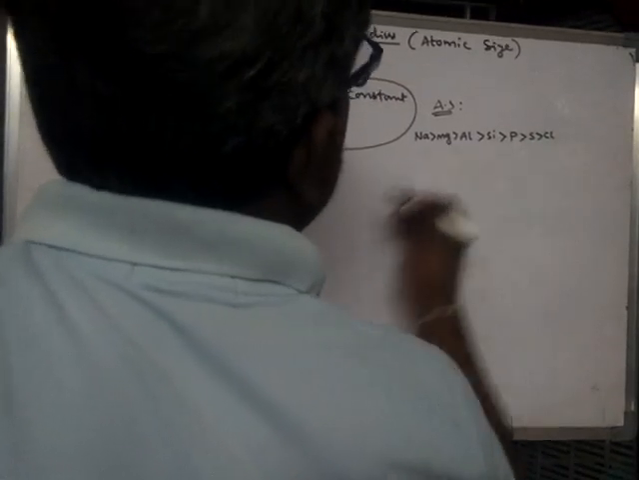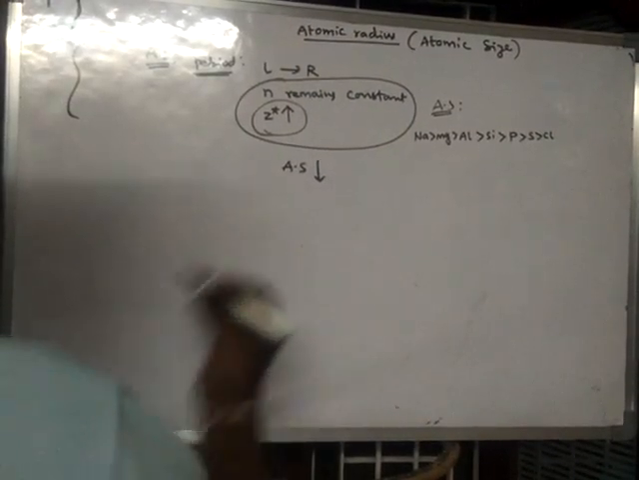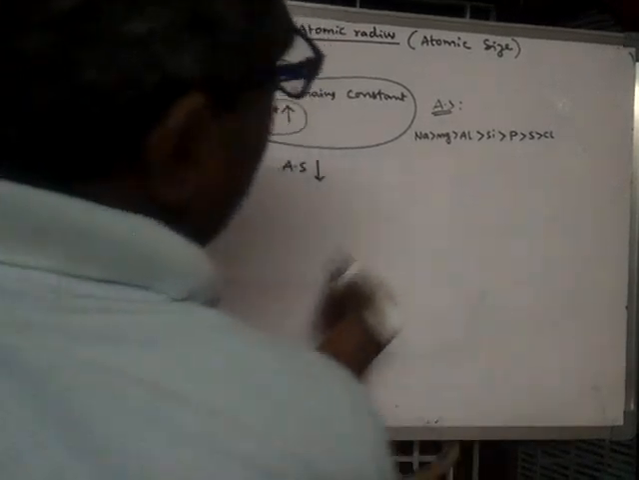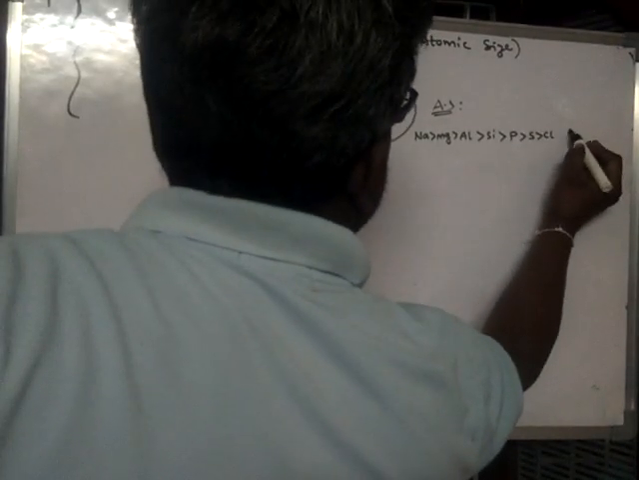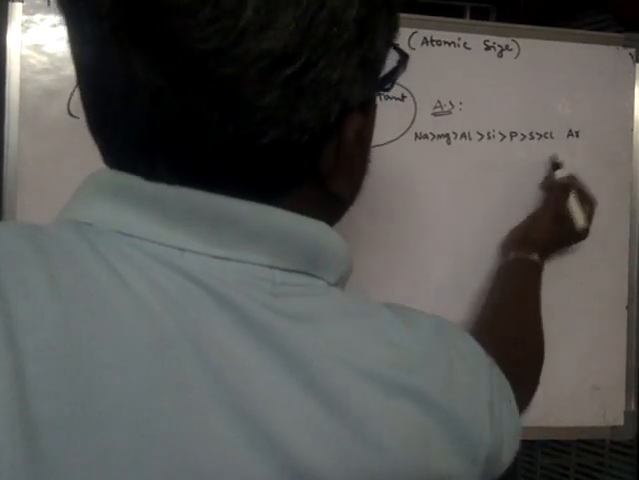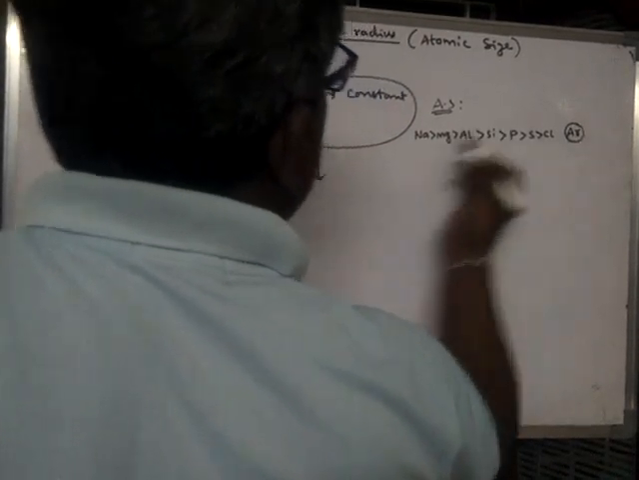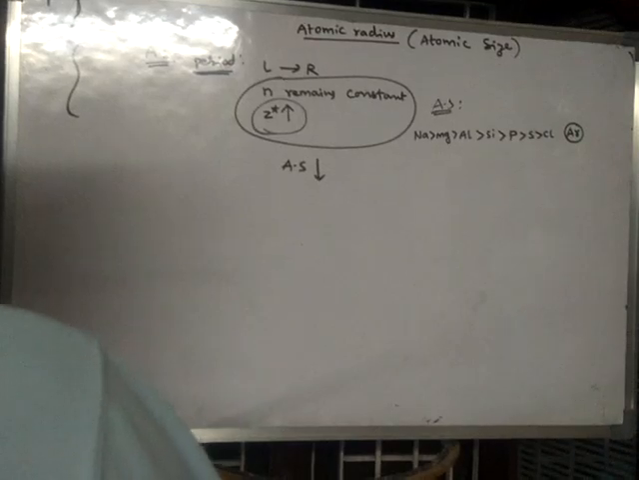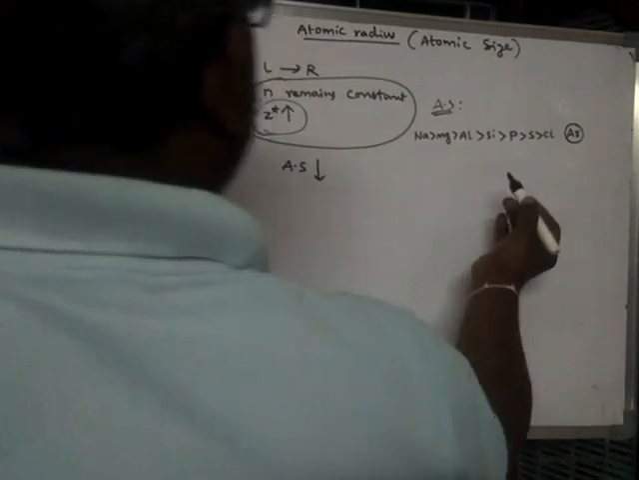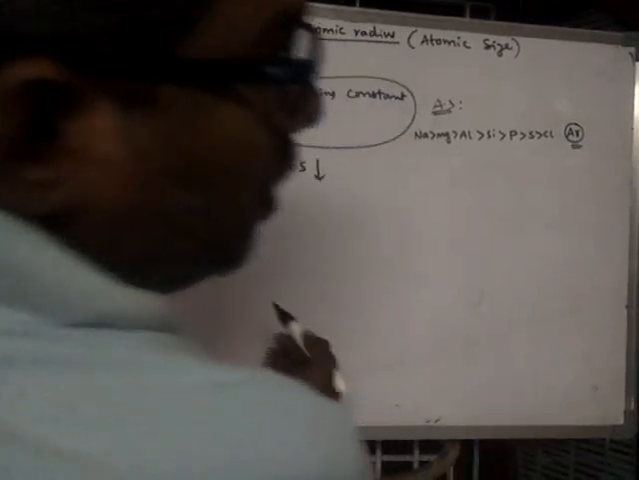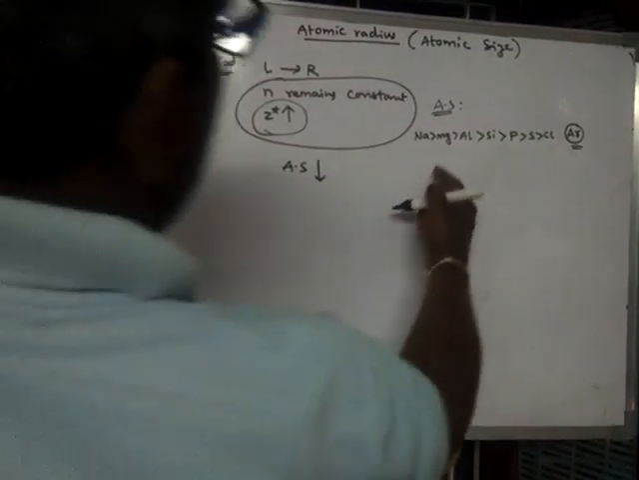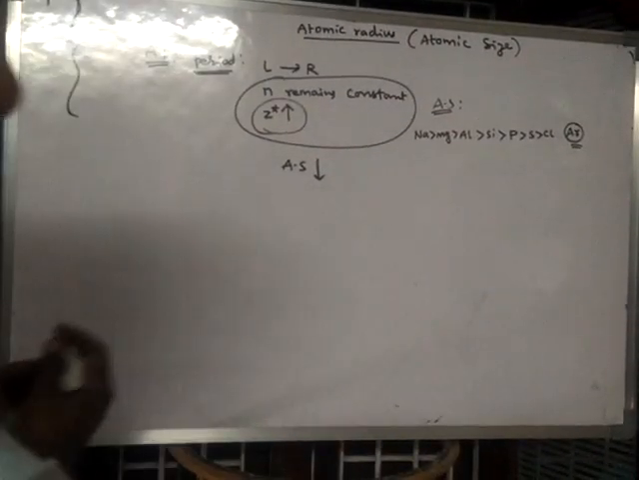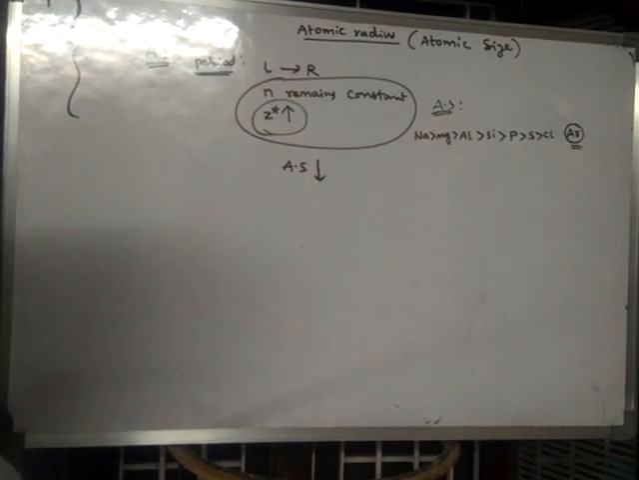So chlorine will be the smallest atom in the third period. All these elements belong to the third period. Even argon is also in the third period, but the size of argon is larger, because we have already seen that for inert gases we calculate only the van der Waals radius, but for these atoms we calculate metallic radius as well as covalent radius.